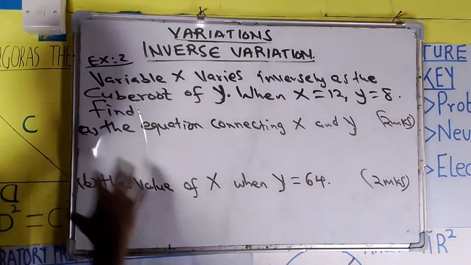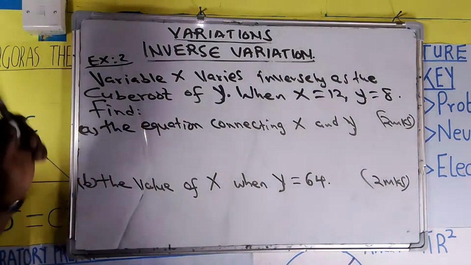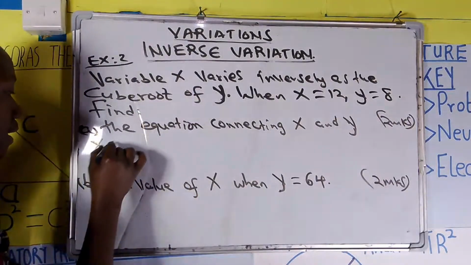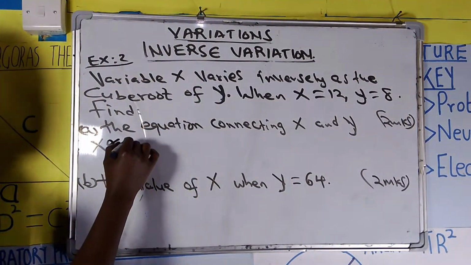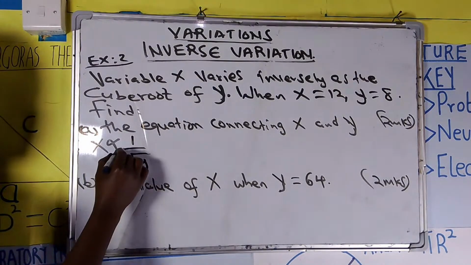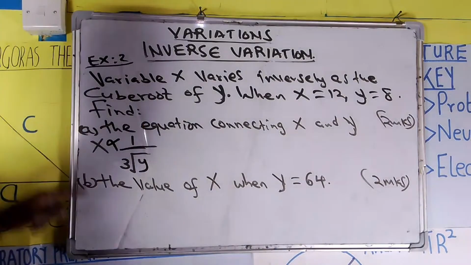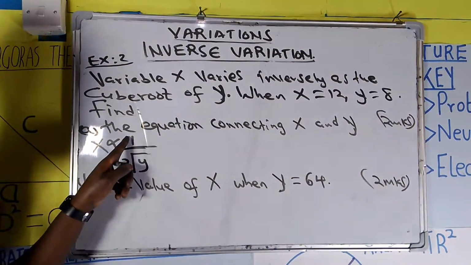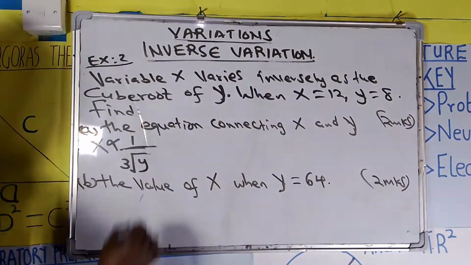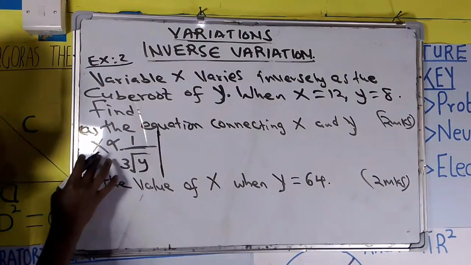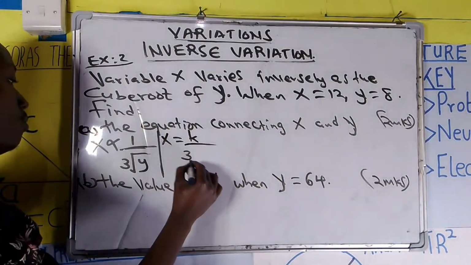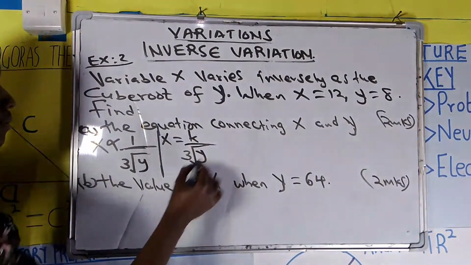So the equation connecting x and y, variable x varies inversely as the cube root of y. So that is what it is saying. Variable x varies inversely 1 over the cube root of y. So ukiona hivyo tukasema una introduce k, so itakuwa x is equals to k over cube root of y.